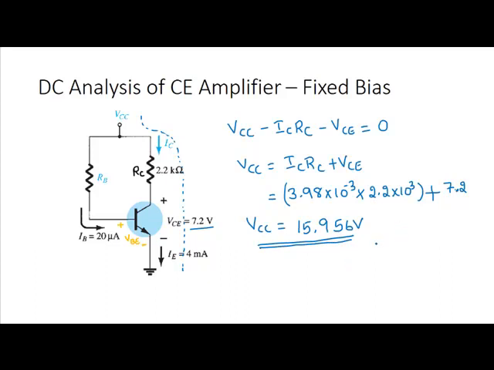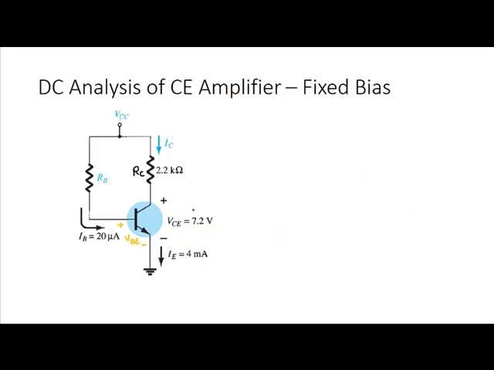If you make this approximation, that is IC approximately equal to IE, then IC value will be approximately equal to 4 milliampere, and if you put 4 milliampere instead of 3.98 milliampere, then your VCC value will be 16 volt. This is an approximation, this is more accurate. Okay, so the choice is yours. So VCC we have found out. The last parameter that we need to find out is the base resistance RB. Now since we know the value of VCC, we can apply KVL to the input side.